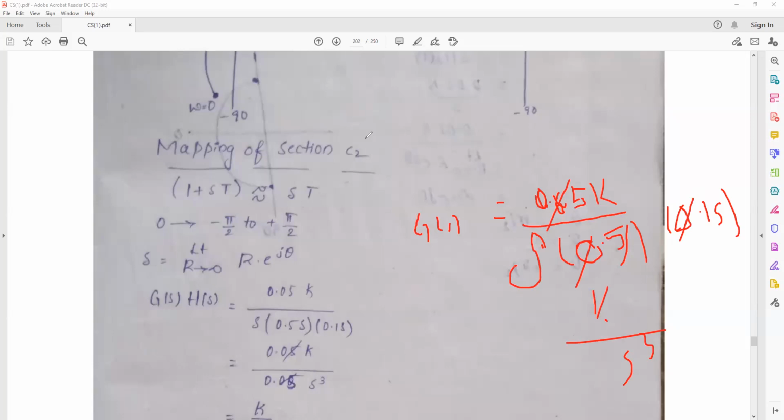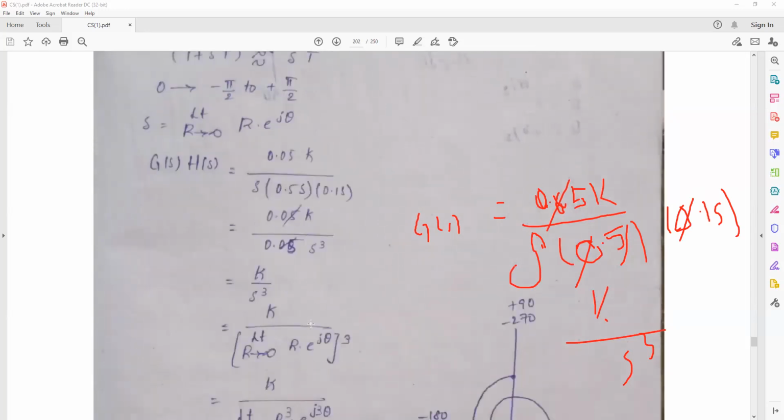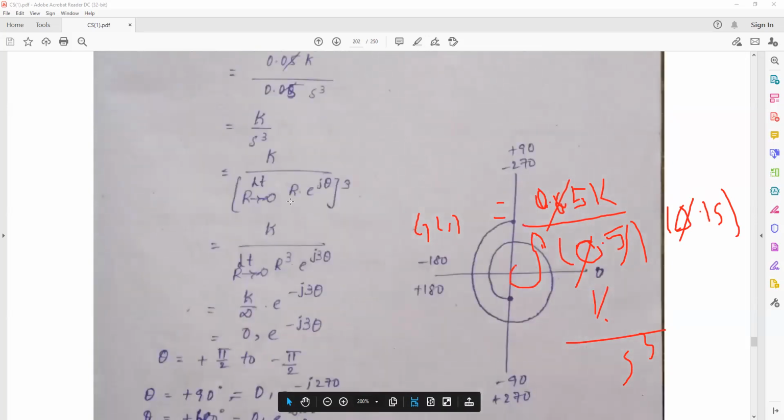So what is the S value? S is limit R tends to infinity, R into e power j theta. Substituting, S cubed is limit R tends to infinity, R into e power j theta, whole power 3. So R cube e power j into 3 theta. The e power j into 3 theta comes to the denominator, so it becomes minus j. Theta value is 90 to minus 90.